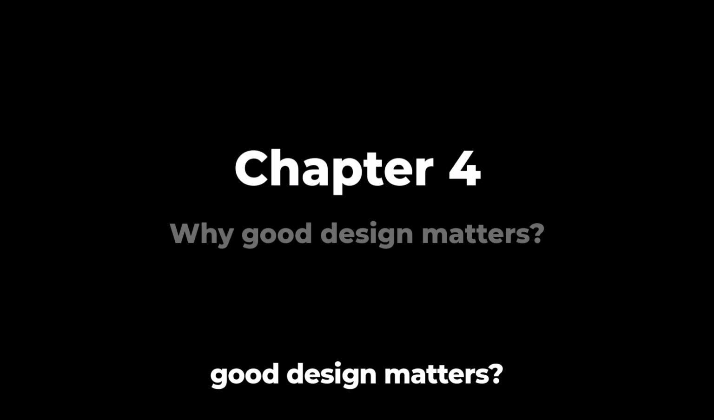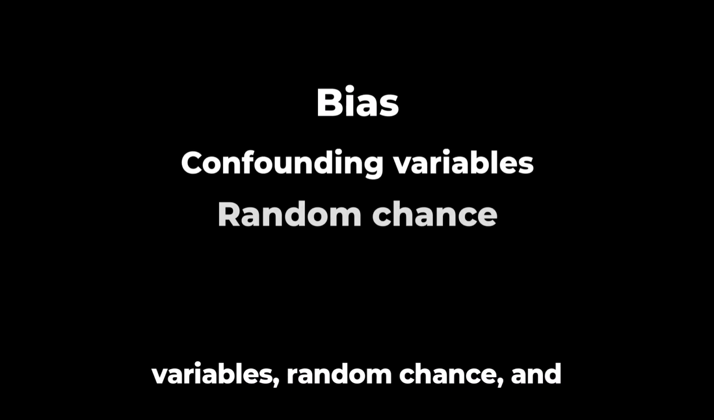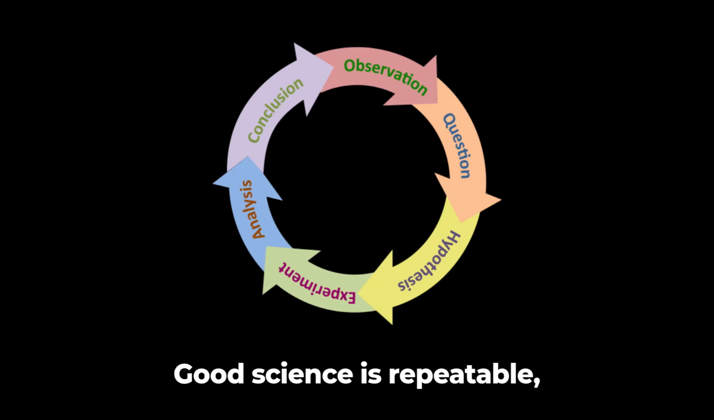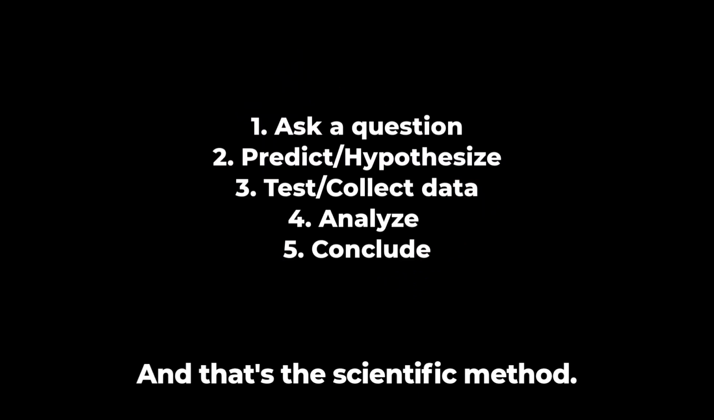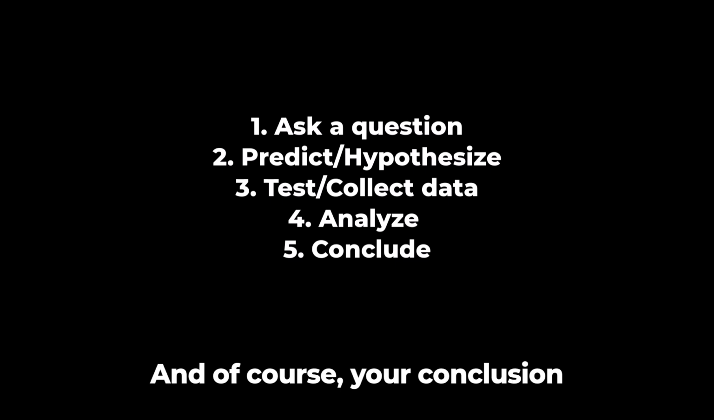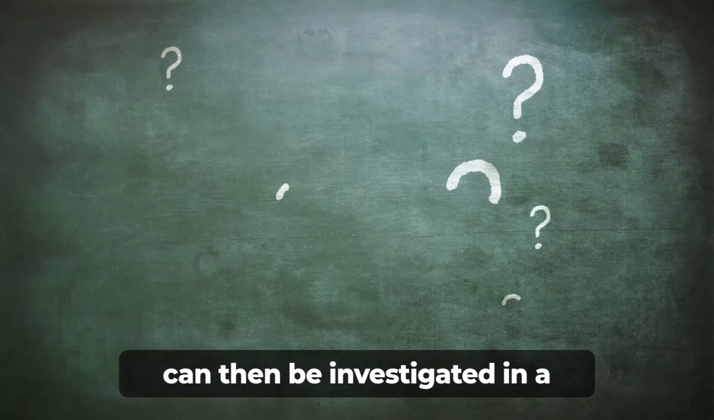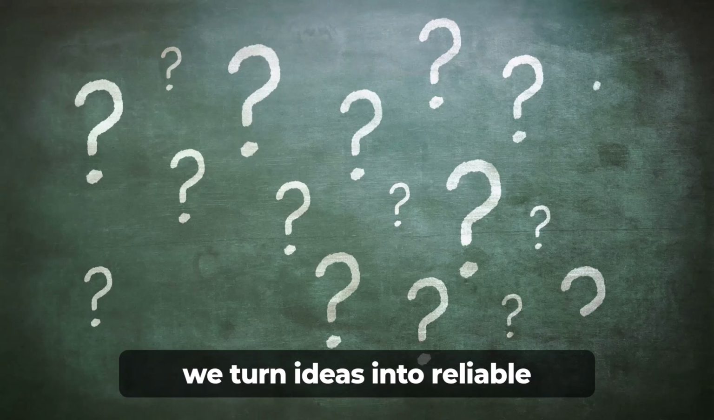Chapter 4. Why good design matters. A well-designed experiment avoids bias, confounding variables, random chance, and misleading results. Good science is repeatable, transparent, and carefully controlled. And that's the scientific method. Ask a question, predict, test, analyze, and conclude. And of course, your conclusion can lead to new questions, which can then be investigated in a new experiment. With good experimental design, we turn ideas into reliable knowledge.